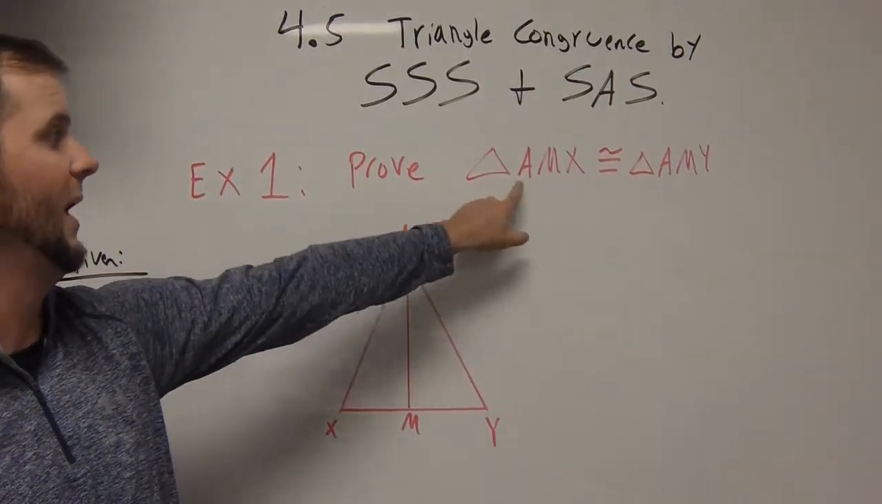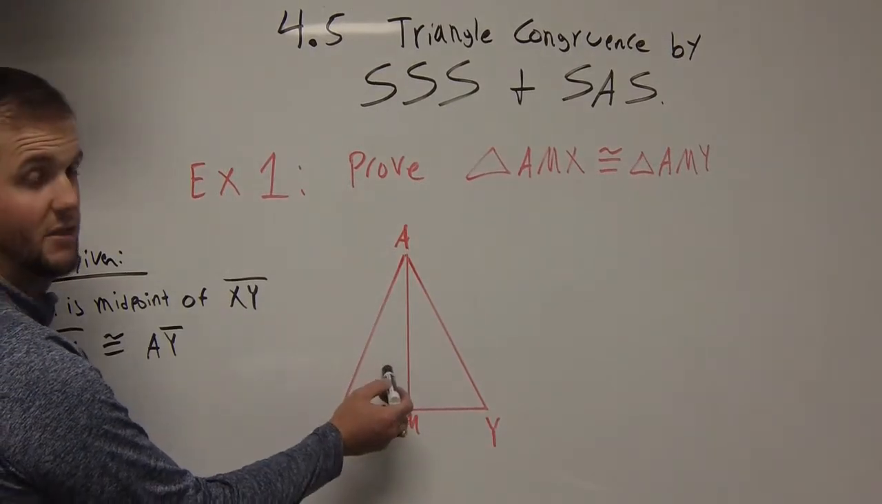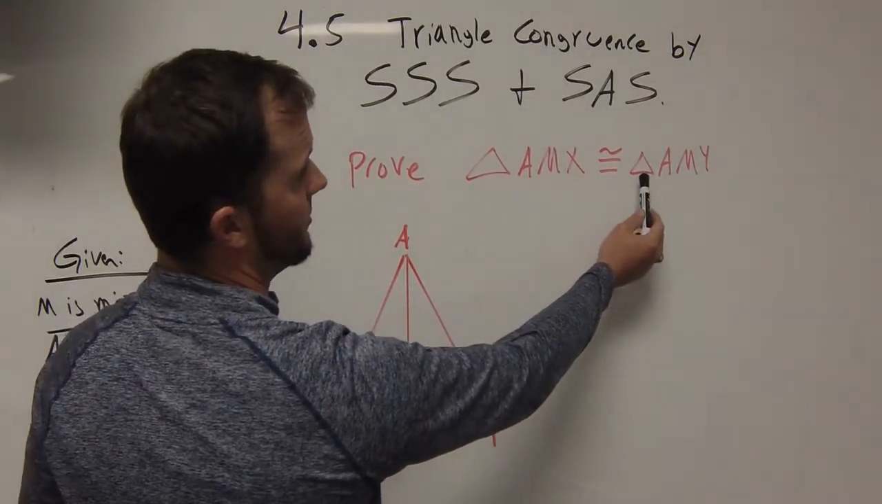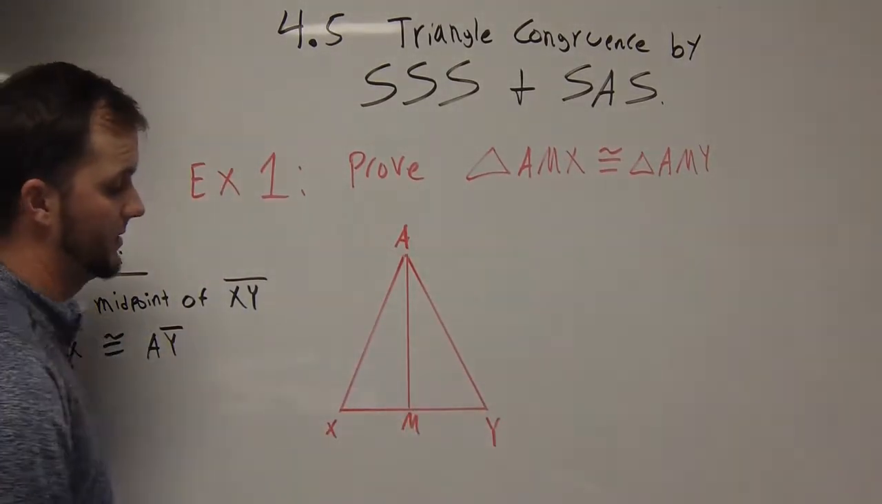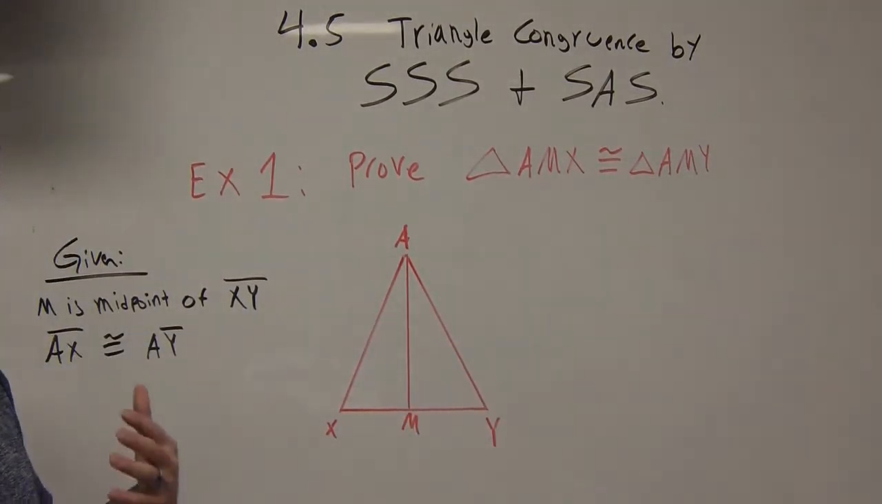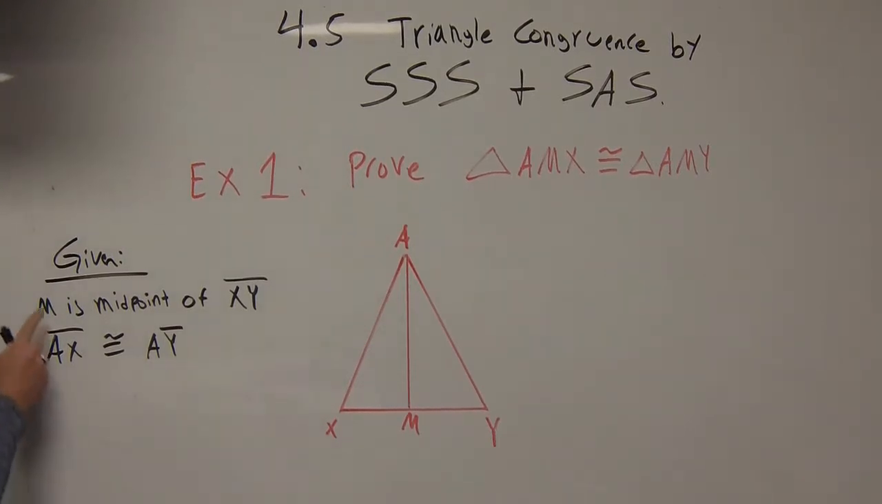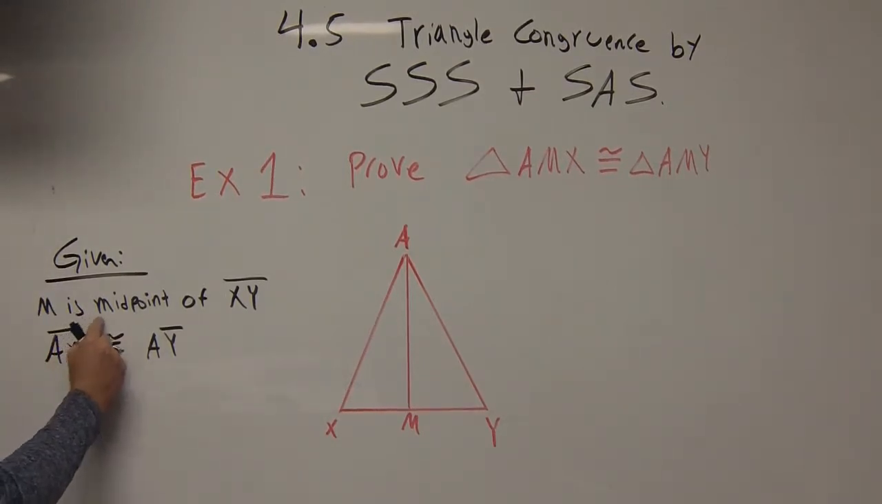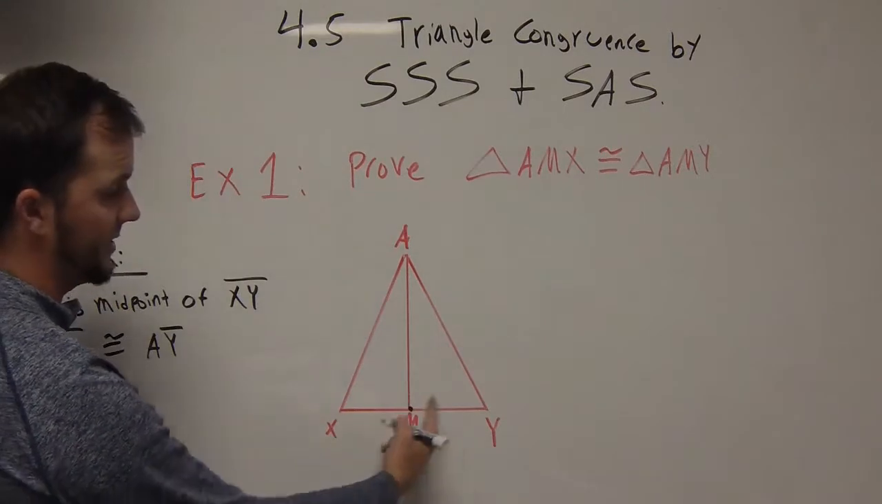that triangle AMX, so this triangle to the left here, is congruent to triangle AMY. And right now in this example, they're going to give us some information to help us find this. This is known as the given information. The given information tells me that M is the midpoint of XY. So point M right here is going to be the middle of XY.